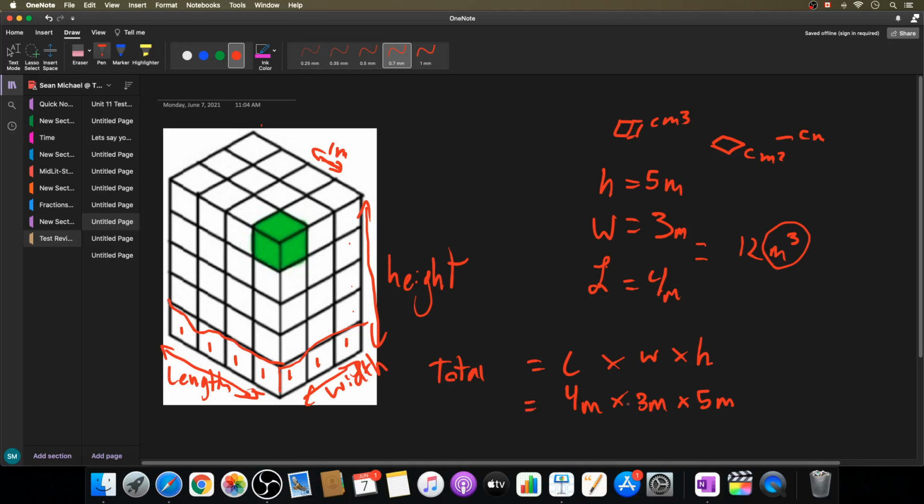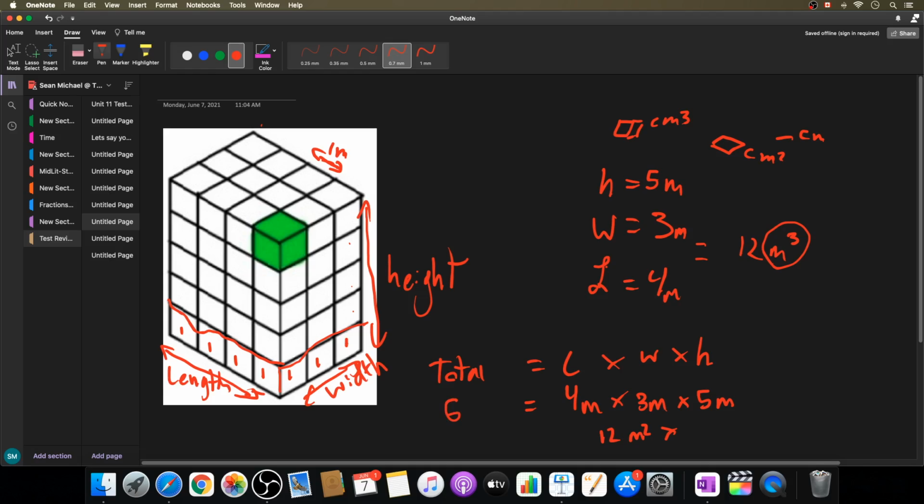4 times 3 is 12. So we have 12, and then 12 times 5. What's 12 times 5? We should know this one because 5 times 11 is 55. 12 times 5 is 60.